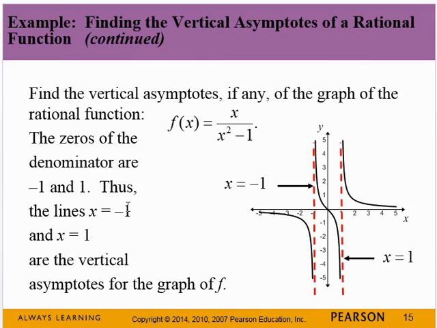Thus the lines x equals negative 1, which is your red dotted line to the left, and x equals 1, your dotted line to the right, are your vertical asymptotes. So that means your x values can never be negative 1 and 1.